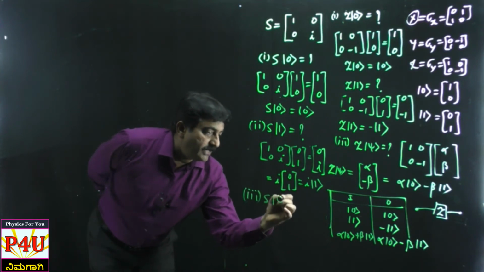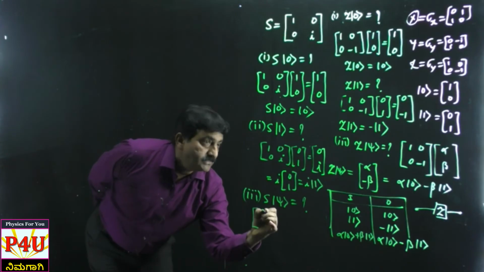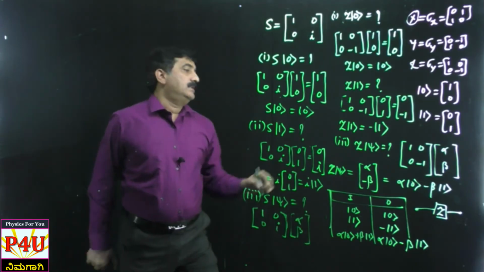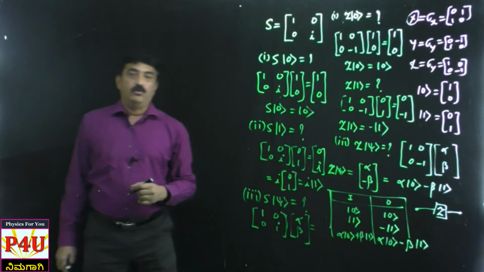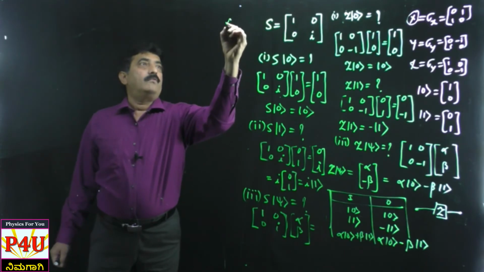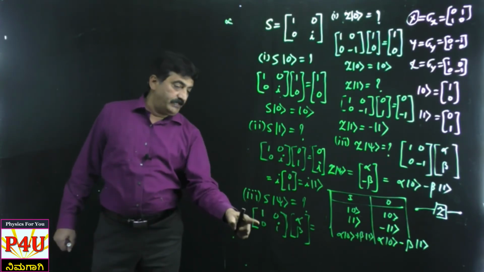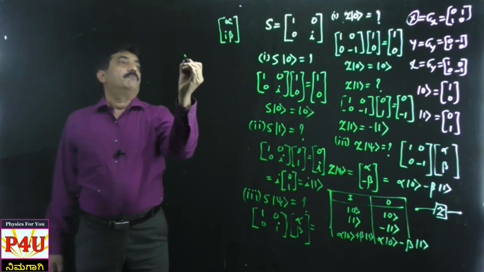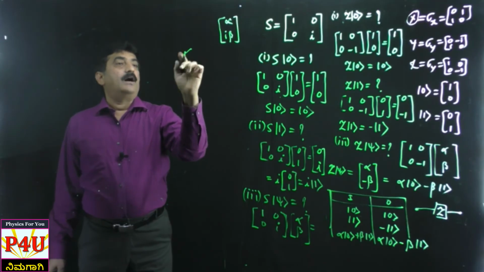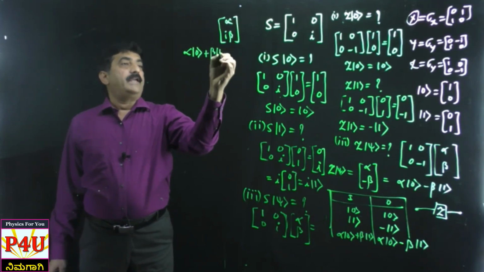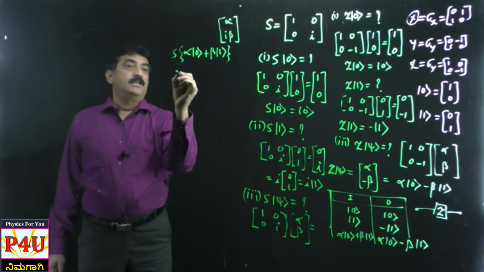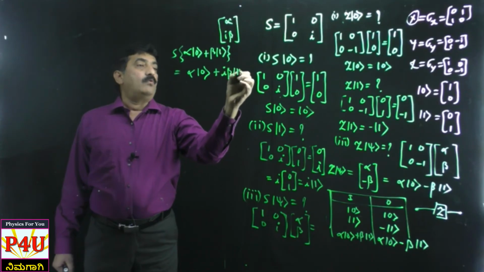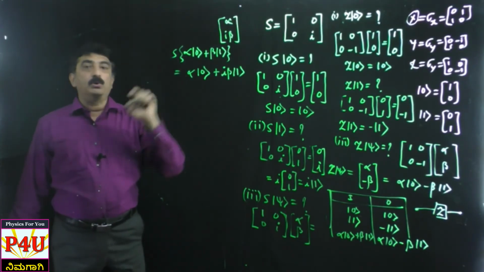The third one is S operating on psi. What will happen? That is the matrix [1 0; 0 i] into [alpha; beta], because psi is nothing but the alpha beta column vector. That is equal to what? I will write here 1 into alpha plus 0 into beta, which is alpha, and 0 into alpha plus i into beta, which is i beta. Correct? So this is what I am going to get. That means when you have alpha ket 0 plus beta ket 1, when S operates on this, you are going to get alpha ket 0 plus i beta ket 1. You will not get beta ket 1, instead you get i into beta ket 1.